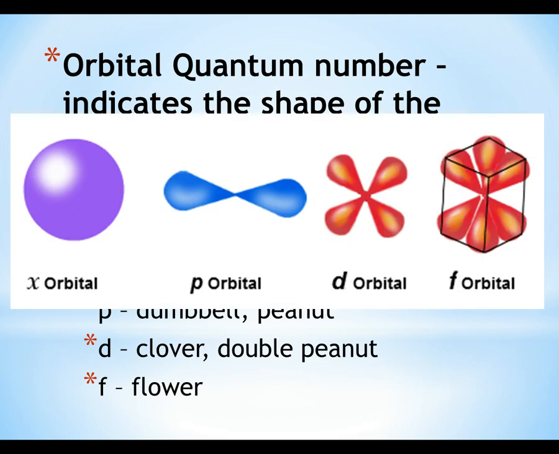So here are the different orbitals, all comparative. We have the S orbital, which is a sphere. The P orbital, which is the peanut or dumbbell. The D orbital is 2 of these put together. And then the F orbital is 3 of these put together.